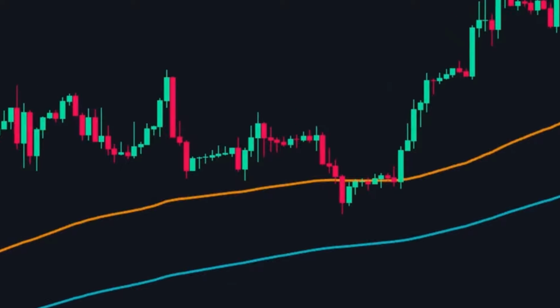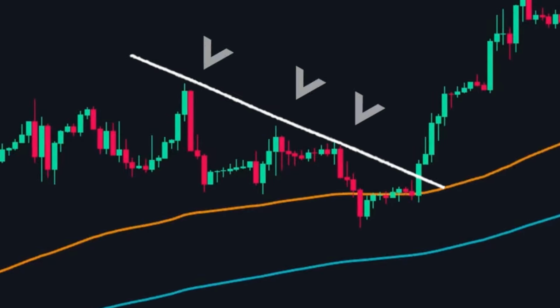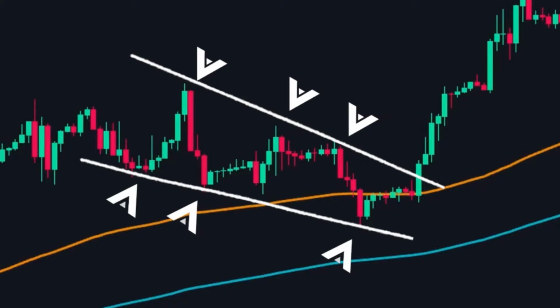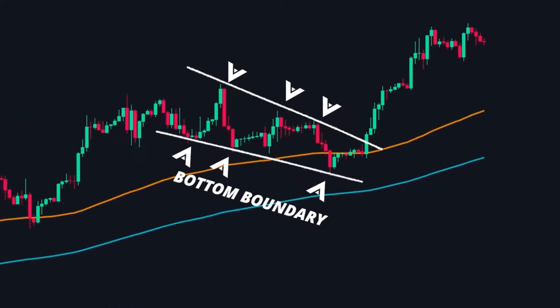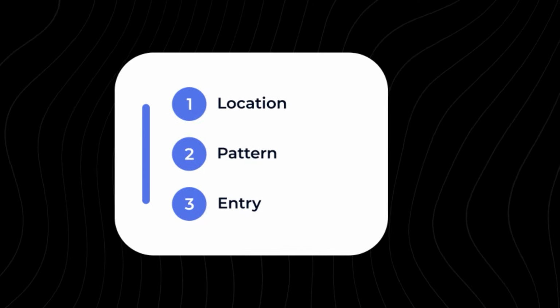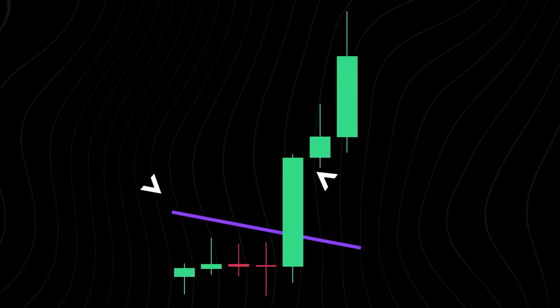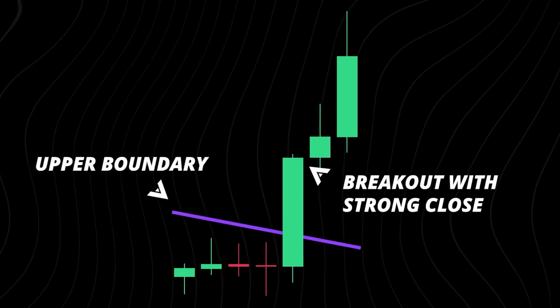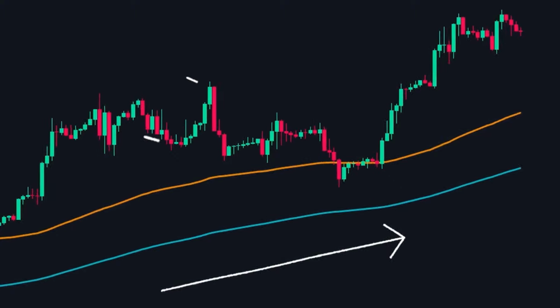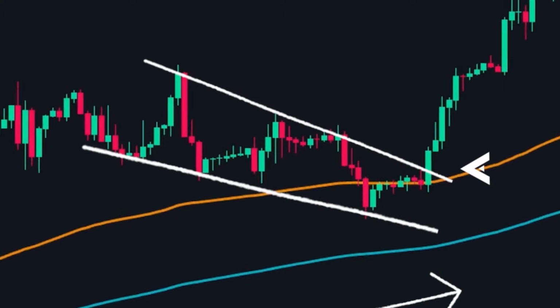Once we've identified a pattern, we'll draw a line linking the highs to form the upper boundary. Similarly, we draw another line linking the lows to define the bottom boundary. With both boundaries established, we await our entry trigger to proceed with the trade. Step 3. Entry. Our entry for this approach occurs when the price breaks out of the pattern with a strong closing candle. For example, in an uptrend, we search for a bullish green candle that rises over the pattern's upper boundary. This candle's closure should be near its highest point.